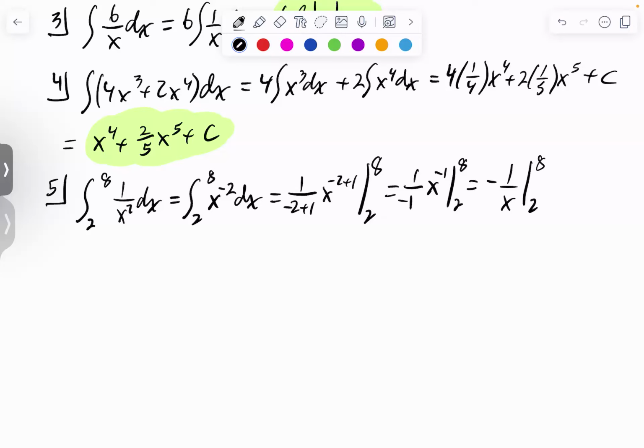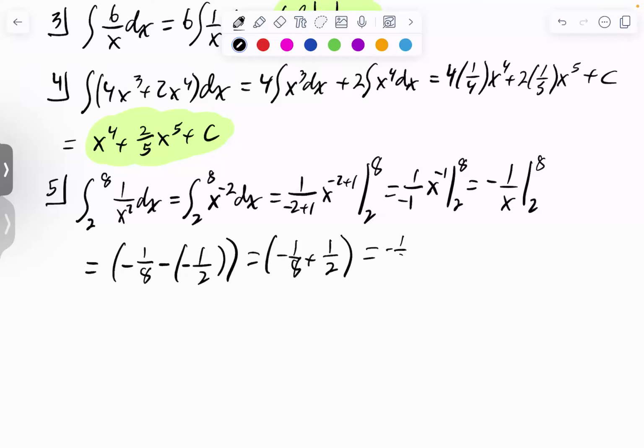And simplifying it up, I get to here. And I'm now going to go, this becomes negative 1 over 8. Now be careful, minus negative 1 over 2. So we get that minus minus situation going on here. Be careful to get a common denominator when you're adding or subtracting fractions, of course. And I'm getting 3/8 as an answer.